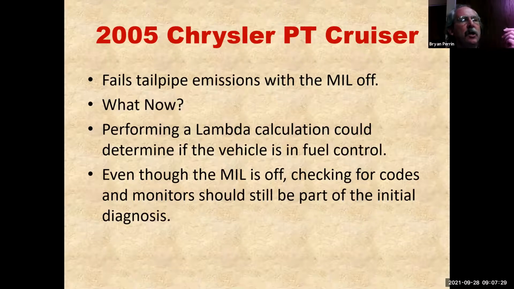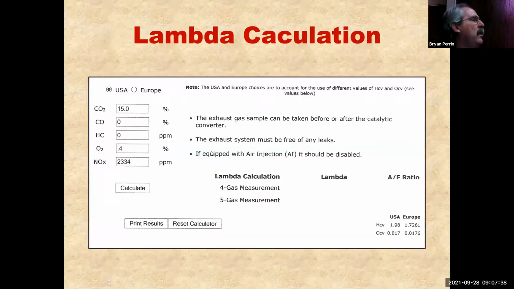Check engine light's off. So this is about discipline. What process do I use? So the first thing I want to do is do a lambda calculation because it failed the tailpipe emissions. And my lambda calculation is you had 2,300 parts per million of NOx. I should have a lot less. And so the question is, is this car running rich? Is it running lean, or is it in fuel control? So by putting these numbers in the calculator and then pushing the calculate button, I can see that I'm out of fuel control. My lambda is at 1.023.